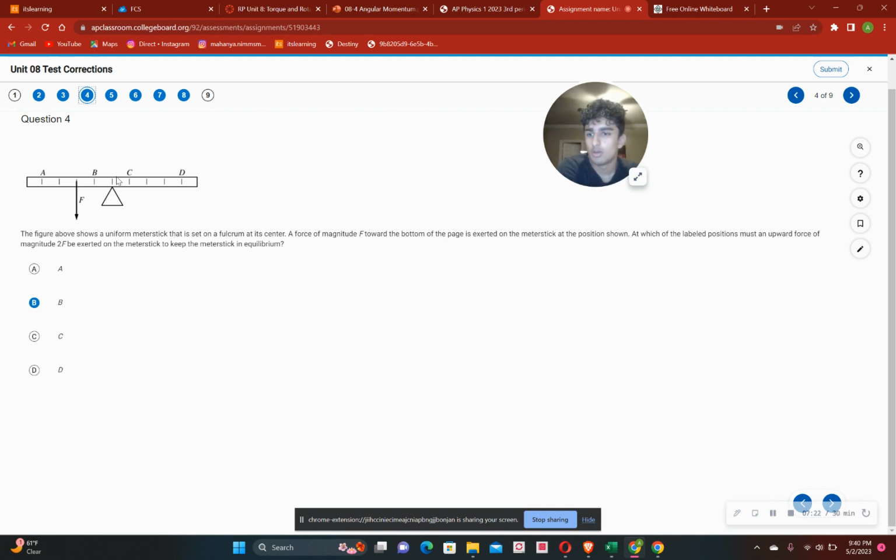So for this one, we have a force of strength F going downwards, right? And it's asking at what point you should put a force of 2F to make it equilibrium, so that the system has a net torque of 0, right? You want a net torque of 0. And when you're thinking about it, this is, I guess, 2 tick marks far out from the center, and you're applying a force F. So obviously to balance that out, you're giving a force of 2F, right?